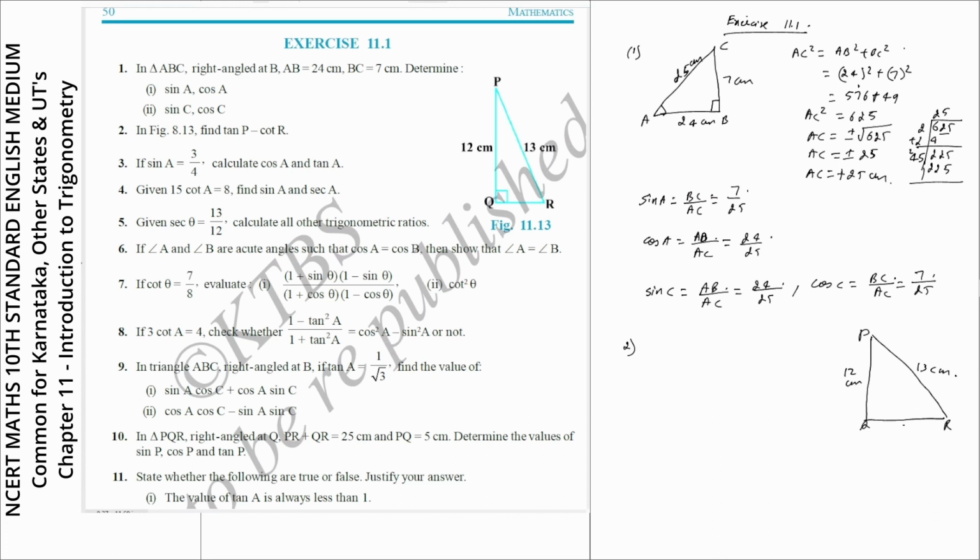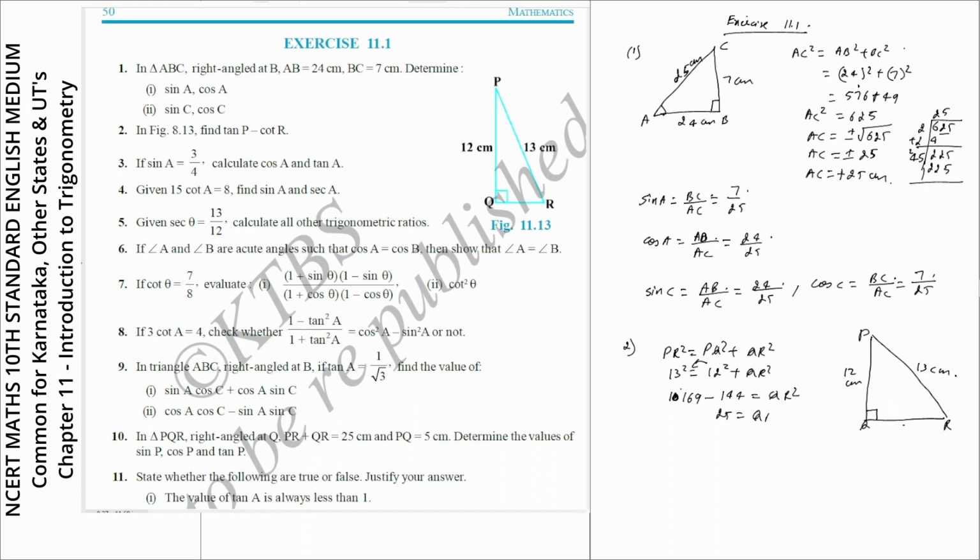So in triangle PQR, applying Pythagoras theorem, we get PR square is equal to PQ square plus QR square. So PR is 13, 13 square is equal to PQ is 12 square plus QR square, we don't know QR square. So 13 square is 169, and 12 square is 144. So this is equal to QR square. So 169 minus 144 is 25.